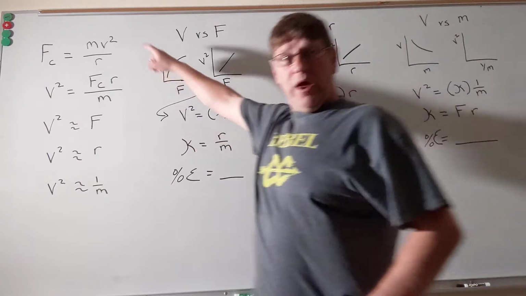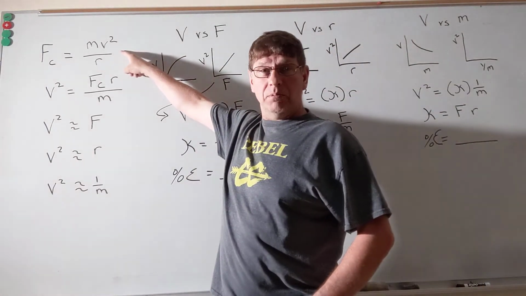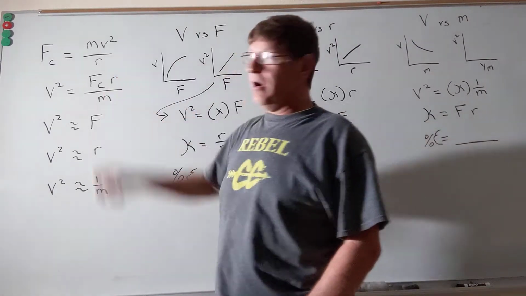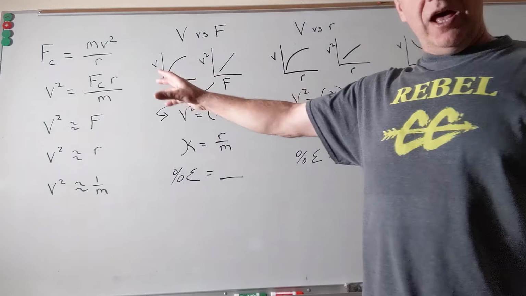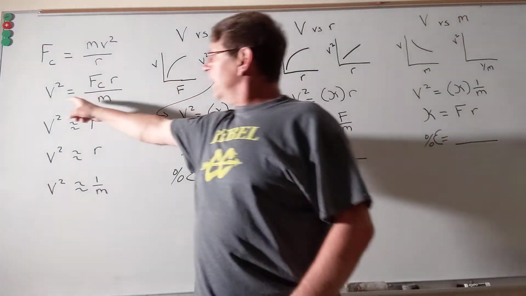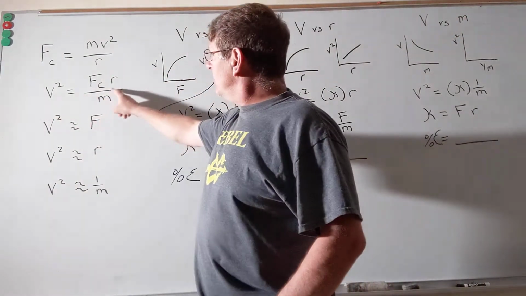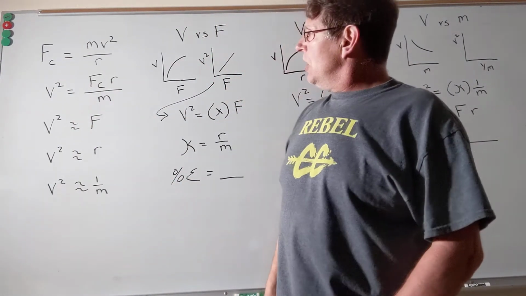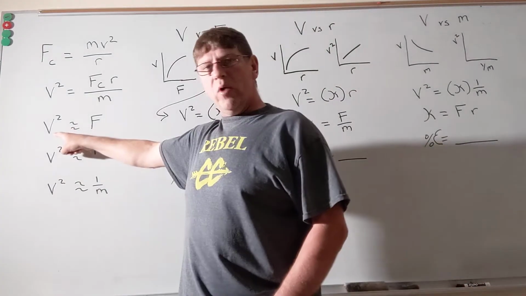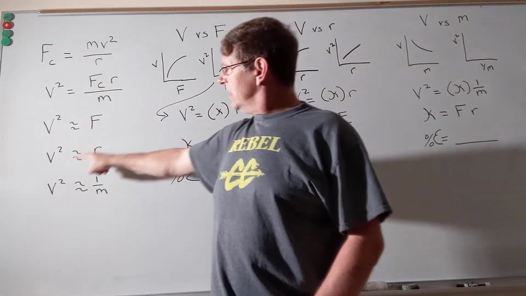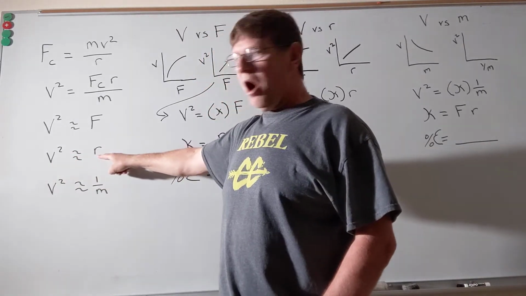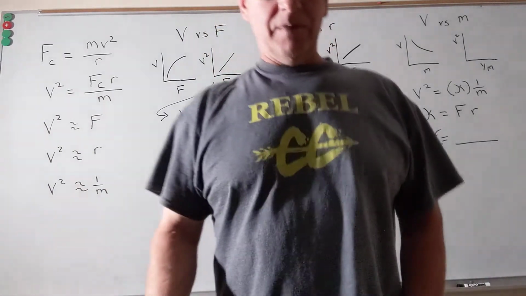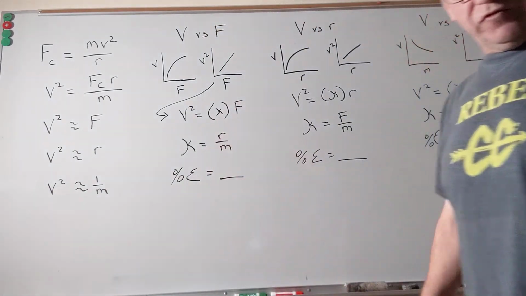We're going to start with where we're supposed to end up, the equation for centripetal force. So Fc equals mv squared over r. If I rearrange that equation algebraically and solve for v squared, I end up with FCR divided by m. This tells me that v squared should be proportional to F, v squared should be proportional to r, and v squared should be proportional to 1 over m. So then we set up our lab in such a way that we can test those variables.